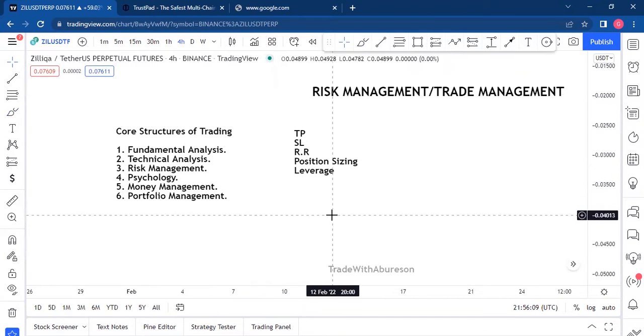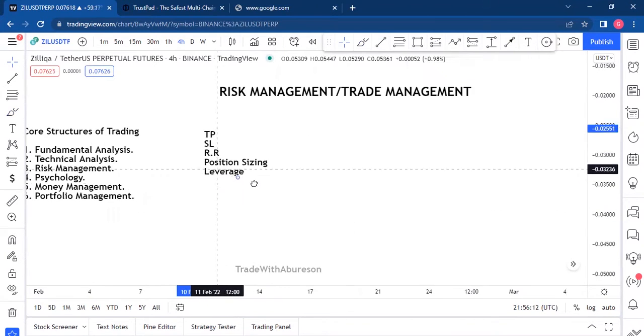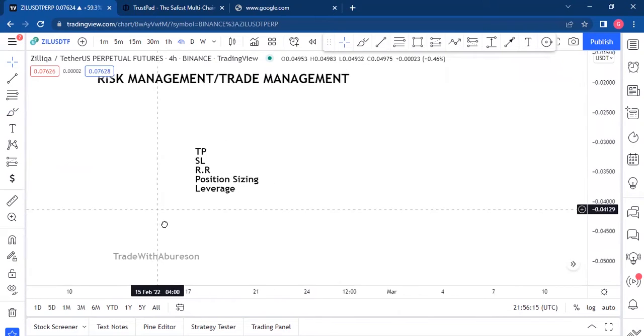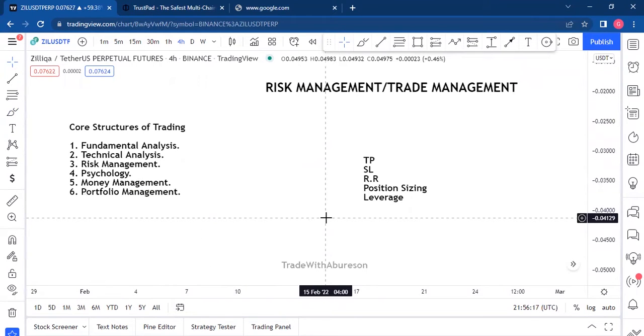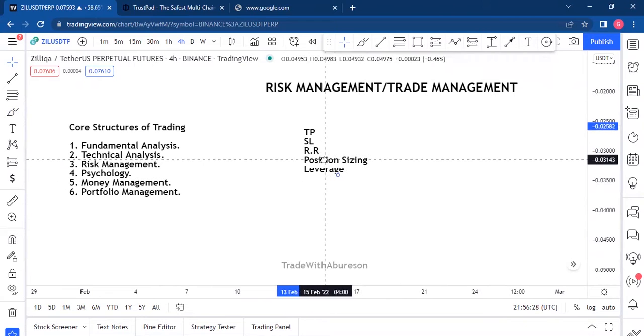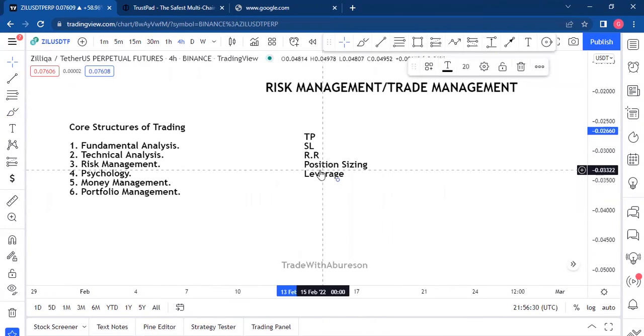So in risk management, technical analysis is very, very important. Like I said, it is the first structure of trading. Technical analysis shows you where you're likely to place your stop loss, where you're likely to place your TP, and what your position size should be, because of your risk to reward ratio and your leverage. I'm talking about leverage in margin trading, the futures markets. What leverage is ideal for my position size in taking the trade?